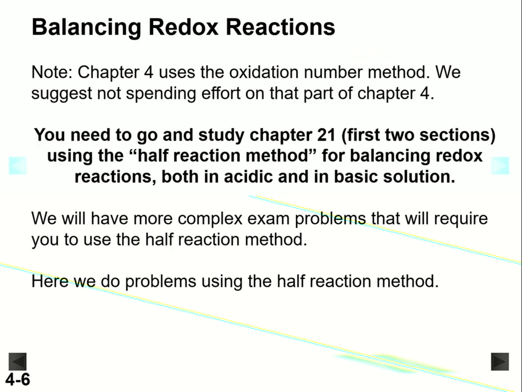Next, we'll look at balancing redox reactions. Before we start, there's an important note here. Chapter 4 uses the oxidation number method, and we don't suggest you spend effort on that. In the prior video that we looked at, we used the half reaction method, which is the preferred method or the better method and gives you the correct answer for all systems. And that is in chapter 21. So you should go to chapter 21 and study the first two sections and use the half reaction method for balancing redox reactions both in acidic and in basic media.